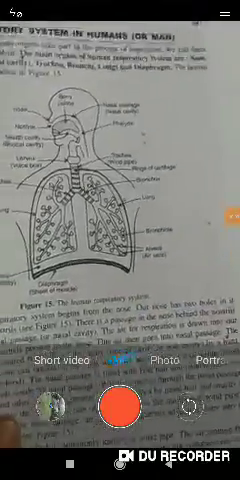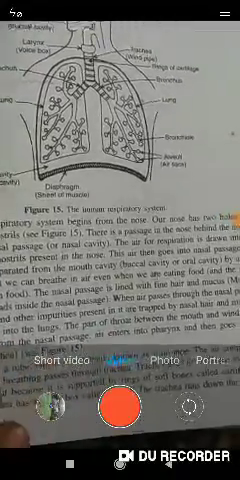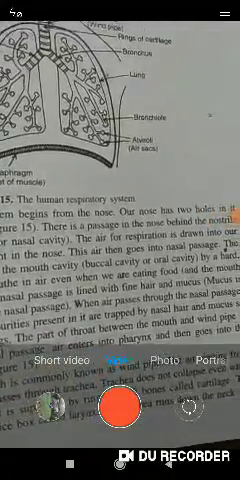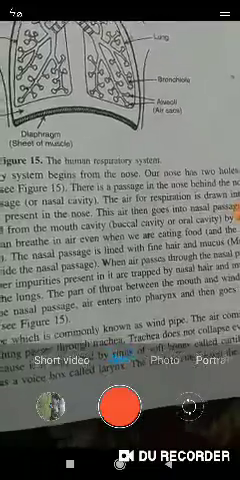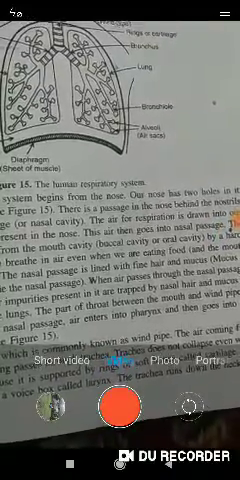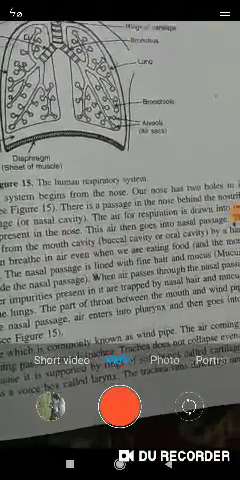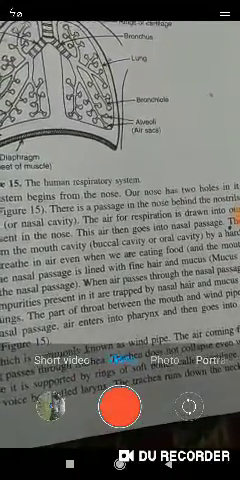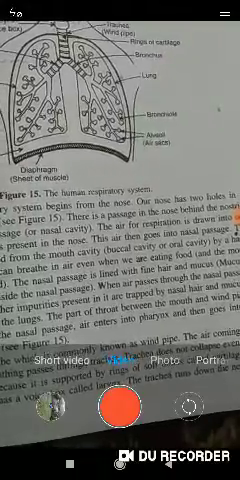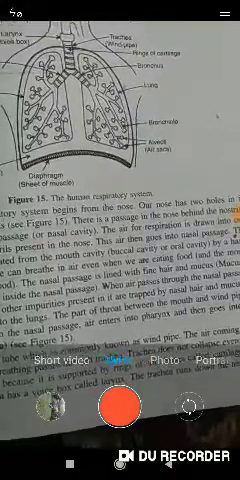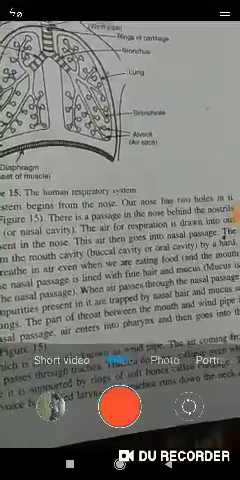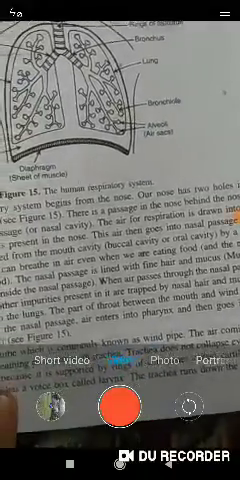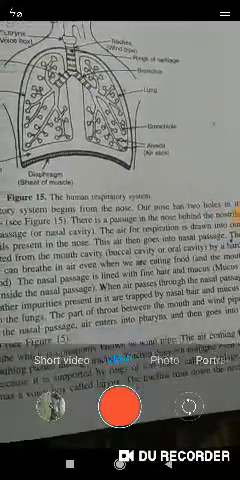Today, our topic is the respiratory system in humans. In human beings, many organs take part in the process of respiration. We call them the organs of the respiratory system. The main organs of the human respiratory system are the nose, nasal passage or nasal cavity, trachea, bronchi, lungs, and diaphragm.